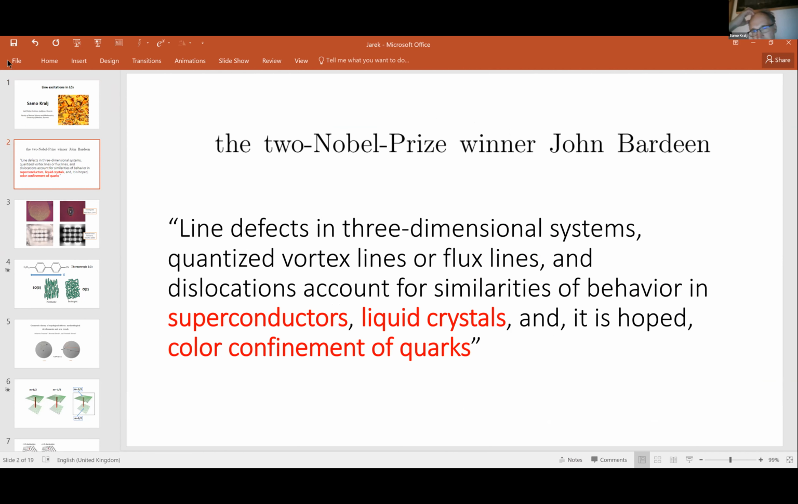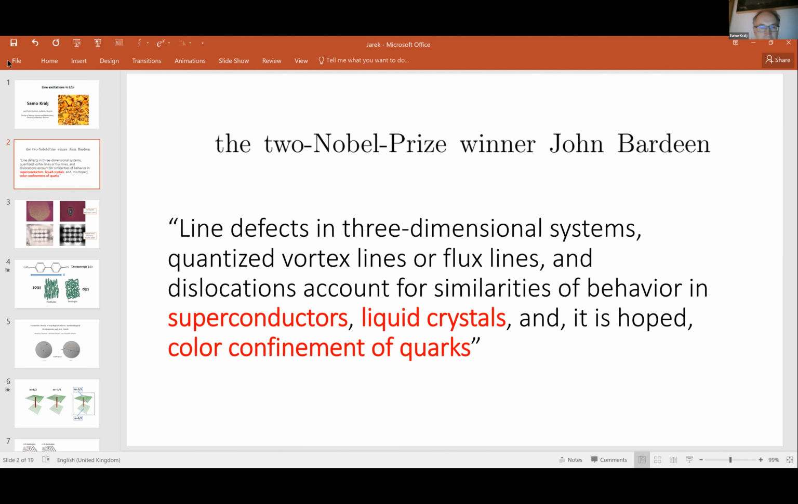And so it seems that they're related to this line singularity, other fields, superconductors, maybe color confinement of quarks. And so I will present some things in liquid crystals that I think might be interesting for you.